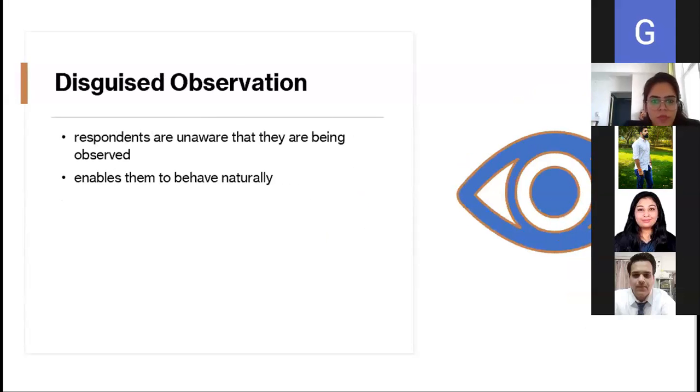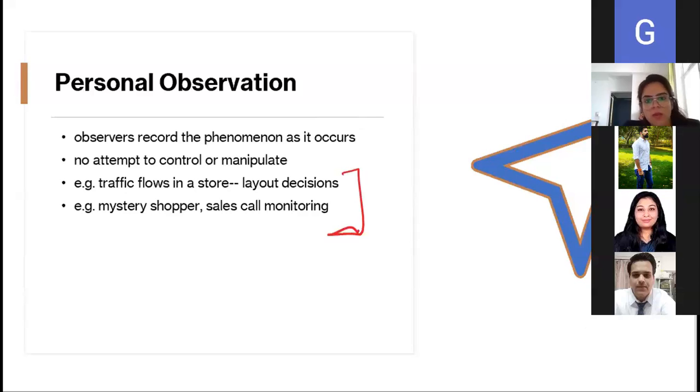So there are different ways, disguised and natural, you can do that. Personal observation, for example, mystery shopping or sales call monitoring. We were offered free tickets from an airline, and what we had to do in return was observe their ground staff, what all protocols there are before the flight departs, whether they are following them or not.